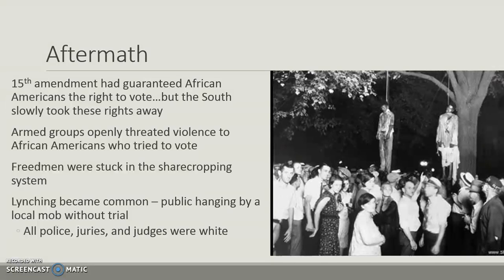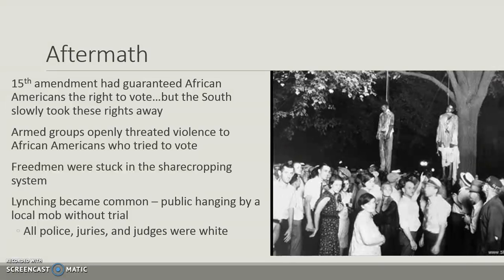The 15th Amendment had guaranteed African Americans the right to vote, but the South did not want all of those newly freed slaves to vote because they knew that they would vote for the Republicans and the people they had running for office would lose. So they would threaten violence to people who tried to vote, and lynchings became common.